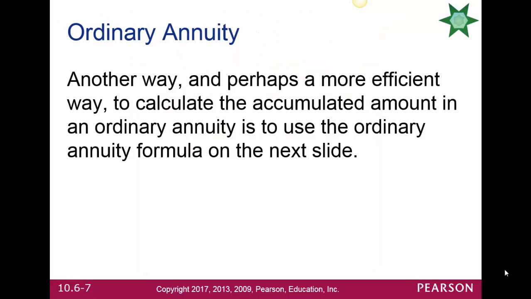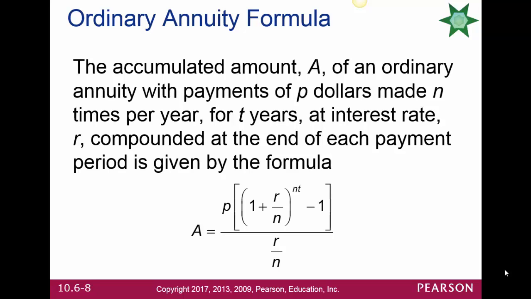Another way, and perhaps a more efficient way, to calculate the accumulated amount is to use the ordinary annuity formula on the next page. This formula is the one that we're going to use as we work through the problems in this section. A is the accumulated amount, P is the payments of P dollars that are made N times per year for T years at a certain interest rate R, which is given as a decimal, and it's compounded at the end of each of the payment periods.